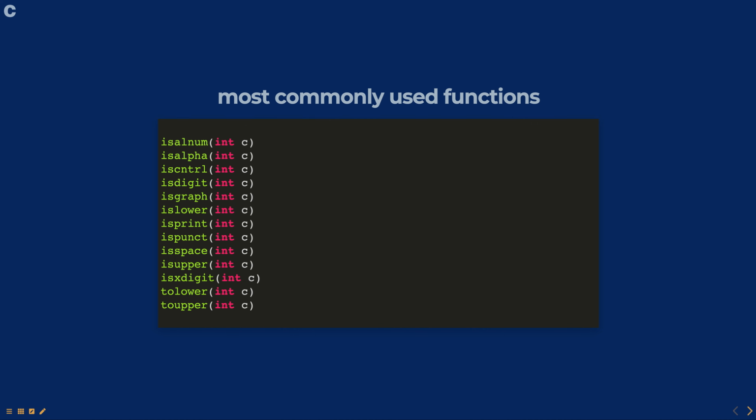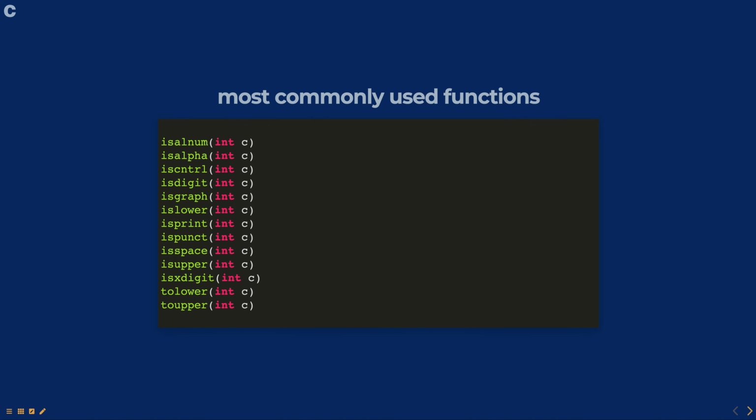isgraph returns true if the character is a printable character, false otherwise. islower returns true if the character is a lowercase letter. isprint returns true if the character is a printable character. ispunct returns true if the character is a punctuation character.